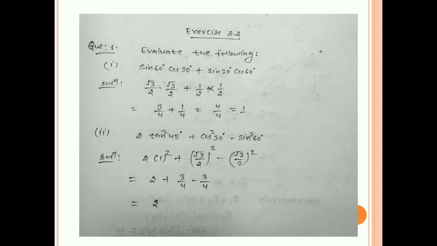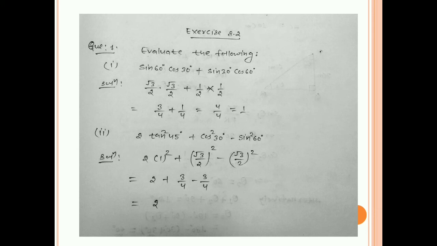So first is sin 60 degree into cos 30 degree plus sin 30 degree into cos 60 degree. So from the table if we see, then sin 60 is root 3 by 2 and cos 30 is root 3 by 2. Similarly sin 30 is 1 by 2 and cos 60 is 1 by 2.